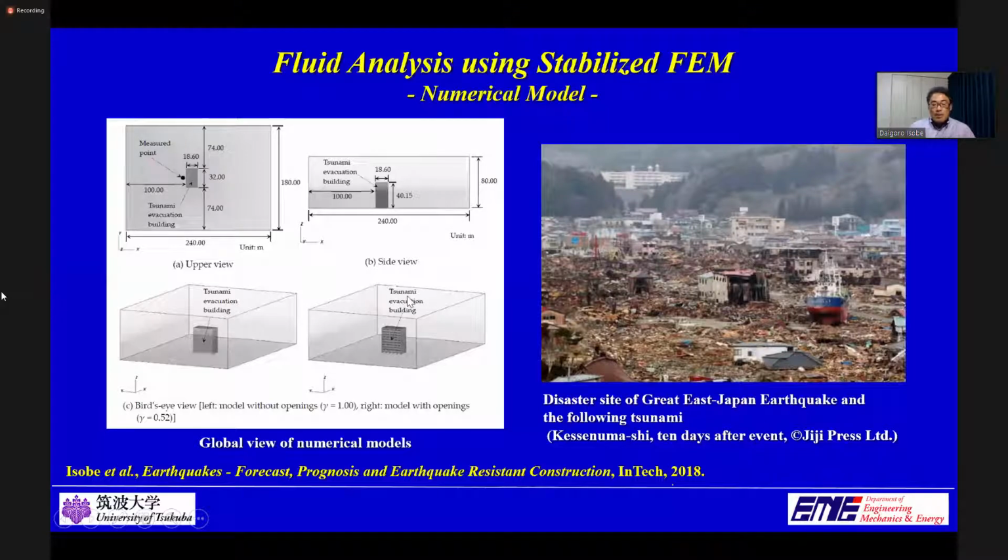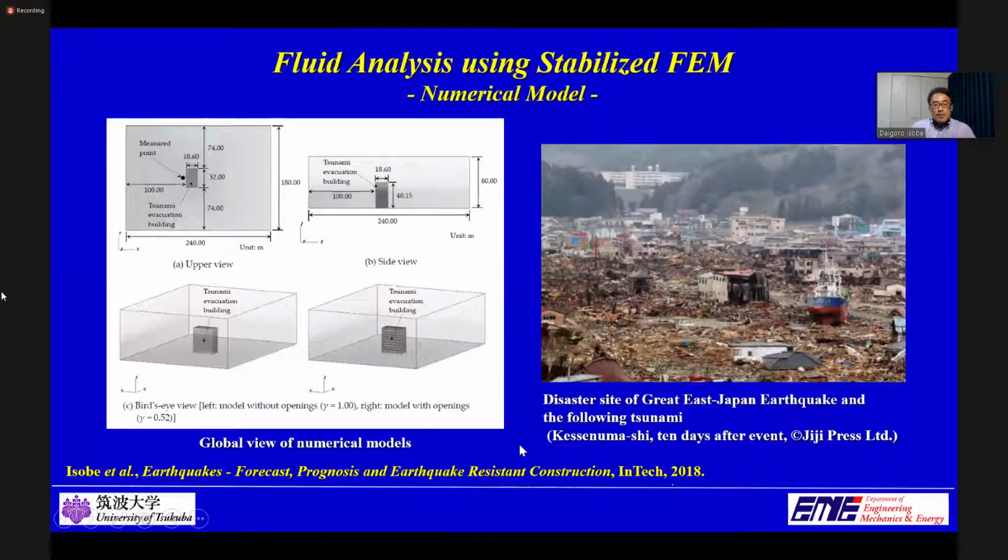A numerical model with a region of 240 meters in length, 180 meters in width, and 80 meters in height, as shown in these figures, was constructed. A tsunami evacuation building model was located near the center of the whole model.